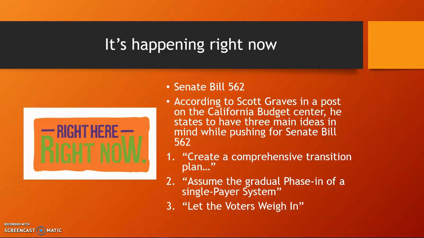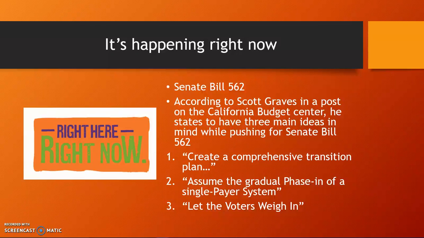Senate Bill 562 is a bill that could bring a single-payer healthcare system with universal coverage to California. According to Scott Graves, author of 3 Key Principles That Should Guide Efforts to Create a Single-Payer Healthcare System in California, we should have 3 main ideas while pursuing a single-payer system anywhere. He proposes to create a comprehensive transition plan, to assume the gradual phase-in of a single-payer system, and to let the voters weigh in. Why is he saying this?